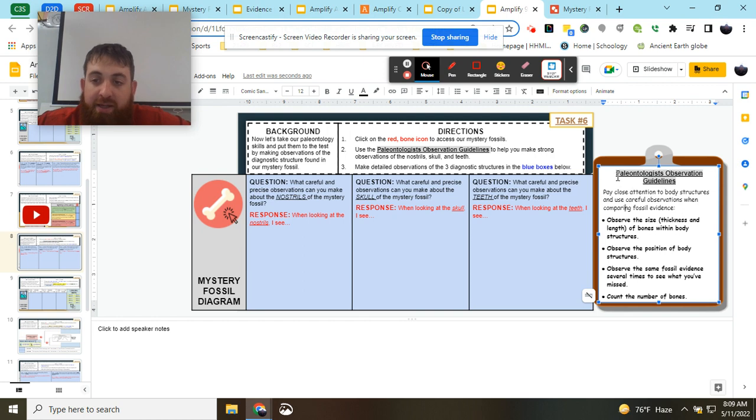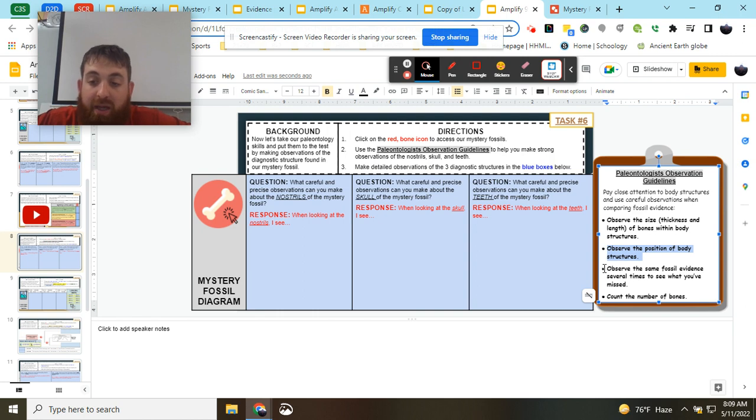Now, your paleontology observation guide helps you remember what good observations look like. We should be describing things like the size, thickness, length, that sort of thing. How long is it? How big is it? We should also be observing positioning. So, where are these structures located? What are they next to? What are they connected with?